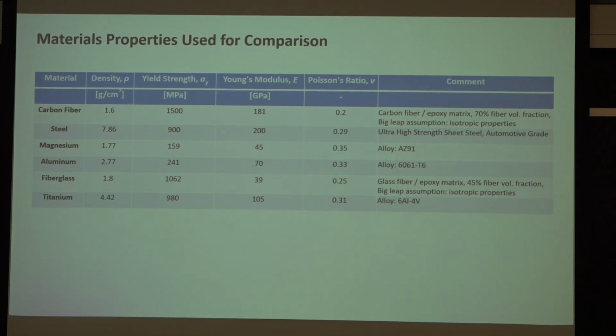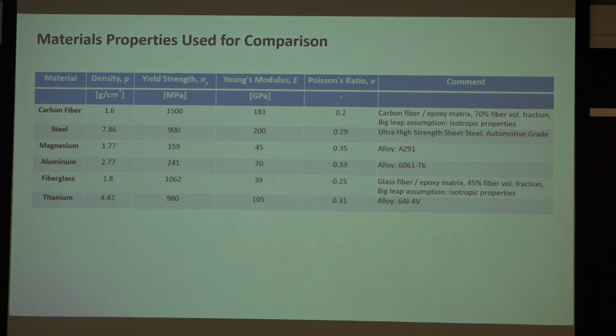Now, there's people who are going to argue with these values. There's a lot of controversy here about the real magnitude of these values, but let's just take them as they are for right now. But you've got carbon fiber. This is really a carbon fiber epoxy with a 70% volume fraction of fiber. That's very high. It's difficult to get that much fiber into a composite. And then there's a high strength steel. This would definitely be a martensitic steel, but an automotive grade. Magnesium. People get excited about magnesium because it's low density. Aluminum, fiberglass, and titanium.